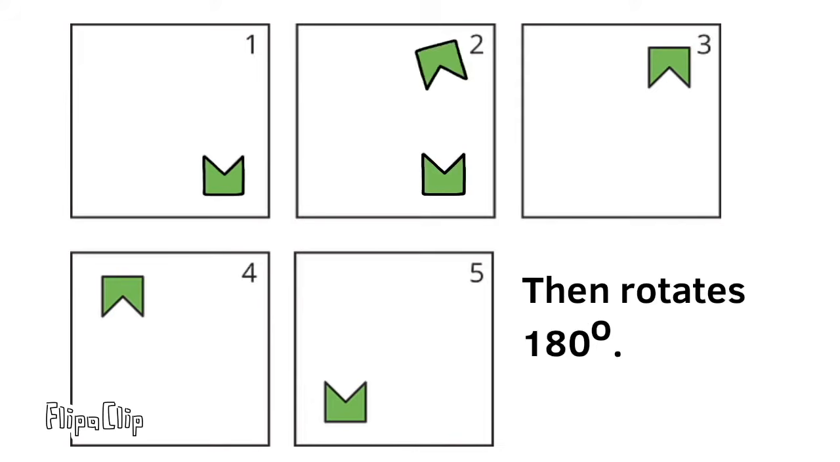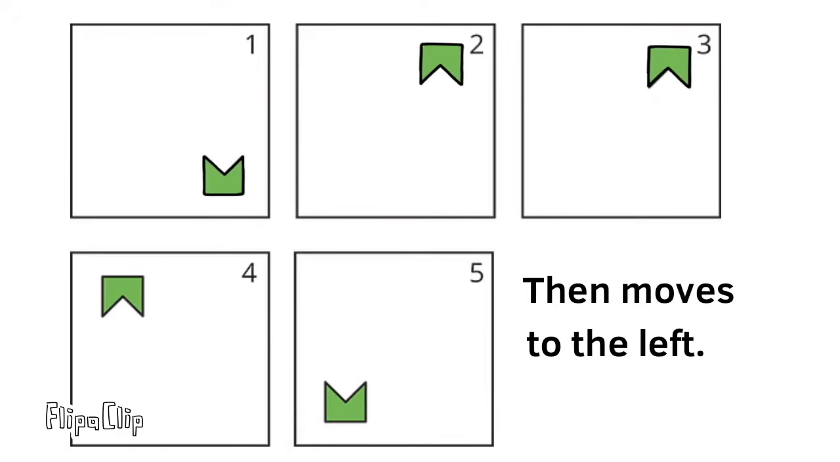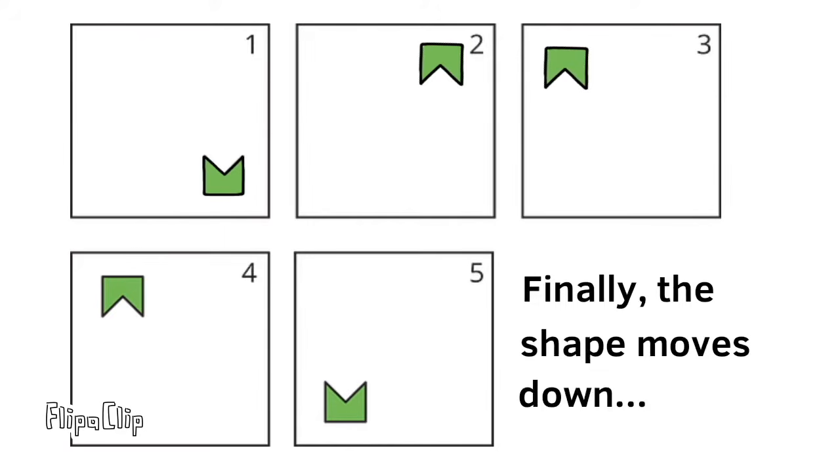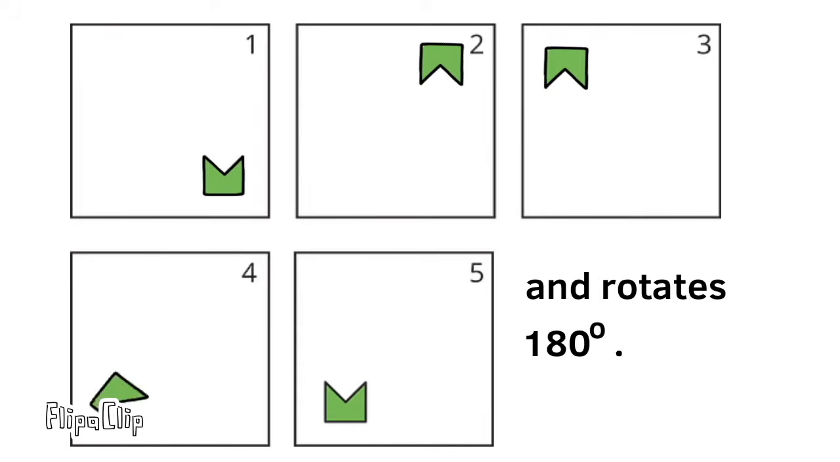rotates 180 degrees. For the shape to get from the frame 3 position to the frame 4 position, the shape moves to the left. And finally, for the shape to get from the frame 4 position to the frame 5 position, it moves down and rotates 180 degrees.